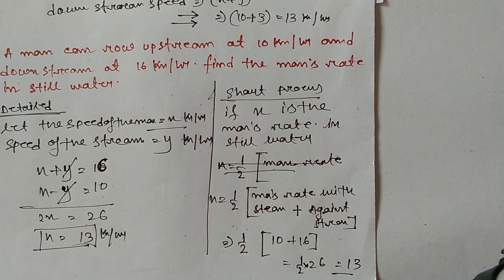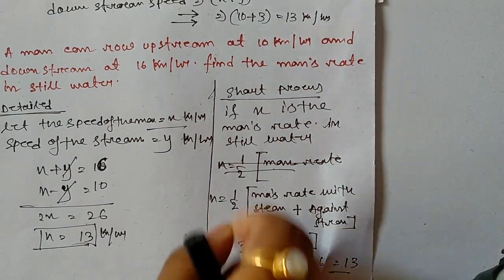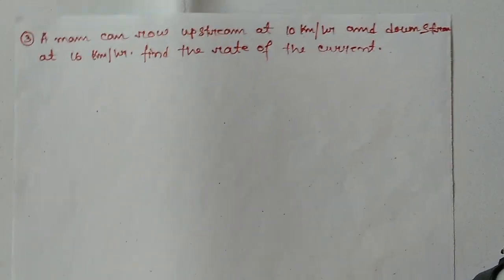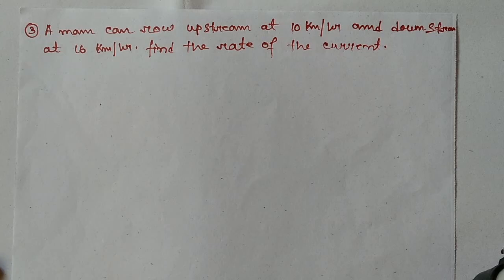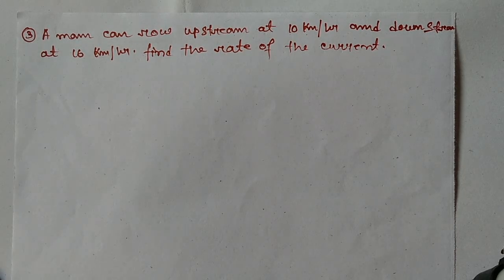Okay, now let's move on to our next problem. Okay friends, so our next problem is here. A man can row upstream at 10 km per hour and downstream at 16 km per hour. Find the rate of the current. So we have to find the rate of the current. This problem is a little bit similar to the previous one.